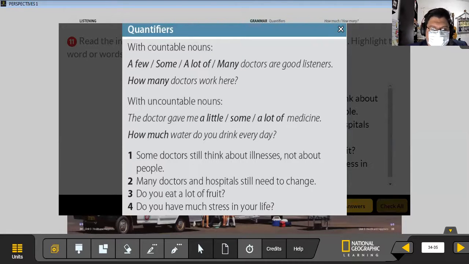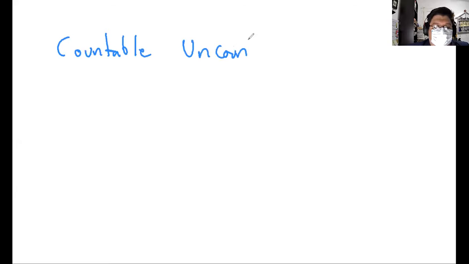Remember how I told you don't use much for everything? Well, the reason is simple. Much can only be used with words that are uncountable. And that's what we're going to see today: countable and uncountable, so we can understand how we use those words that we just saw in your book.